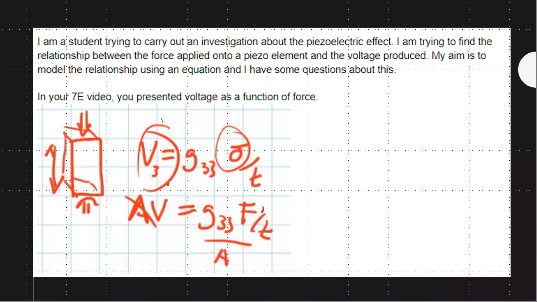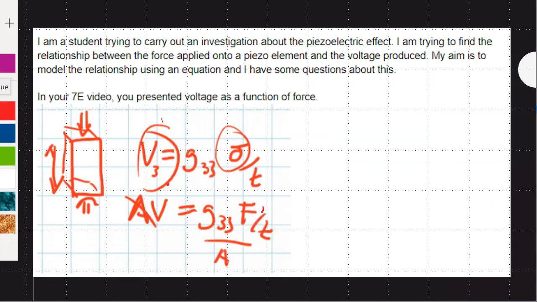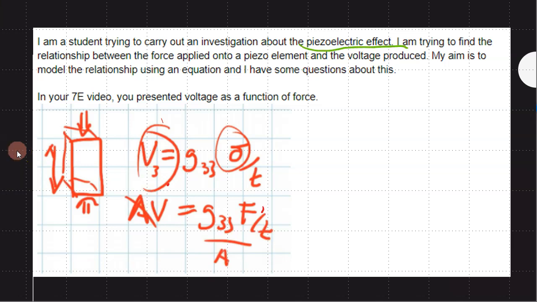So here's the question. I'm a student trying to carry out an investigation about the piezoelectric effect. I'm trying to find the relationship between the force applied on a piezo element and the voltage it produces. Now, in the past, in this video, and also in this little screenshot that I was sent, there is a very clear, well-defined equation relating the force and the voltage.